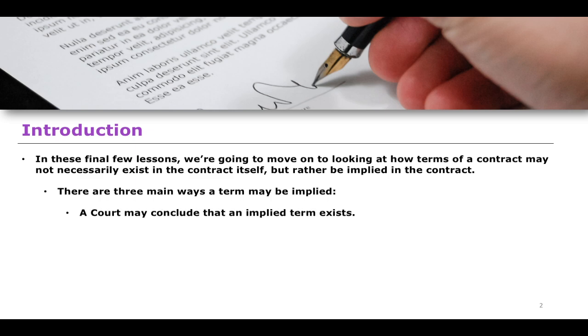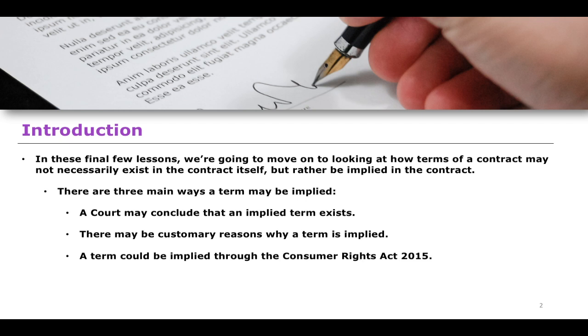Terms can be implied by way of a court. A court may conclude that an implied term exists. There also might be customary reasons why a term is implied, given the facts of the particular contract and the particular market that contract is seeking to regulate. This may also be a way in which contracts may have terms implied into them. This is also something that would be determined by a court, often when there is a dispute.